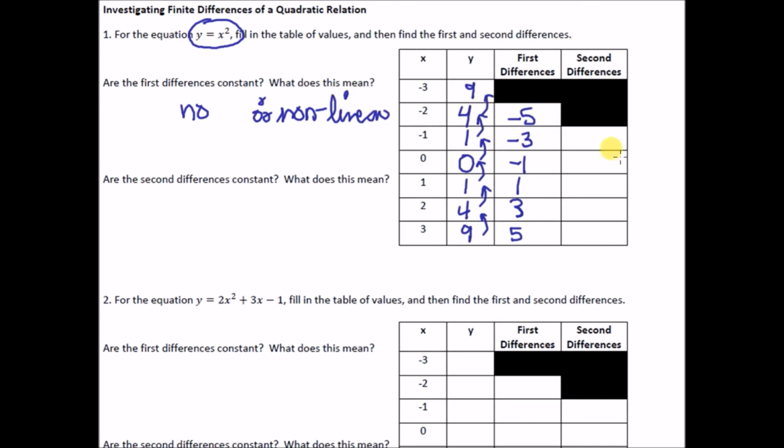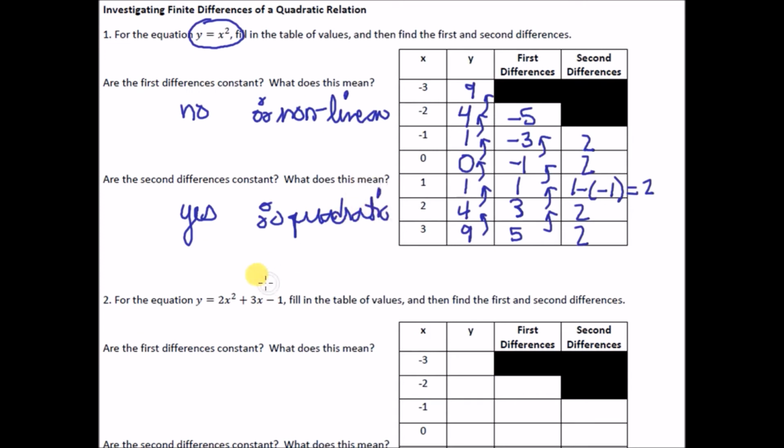Pretty easy. Now, let's do the second differences. 5 minus 3 is 2. 3 minus 1 is 2. 1 minus negative 1, and don't forget about that double negative there. Just be careful with that double negative. And that's going to be 2 and 2. Are the second differences constant? Yes. What does that mean? Therefore, it's quadratic.